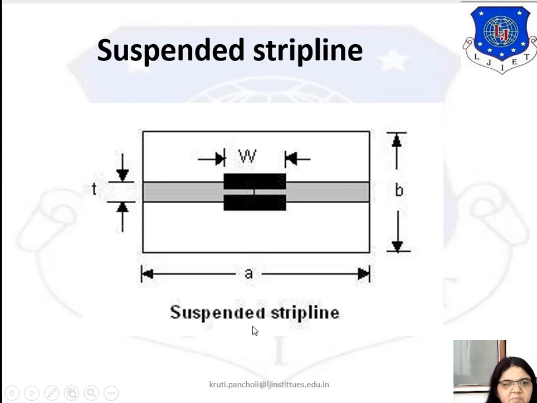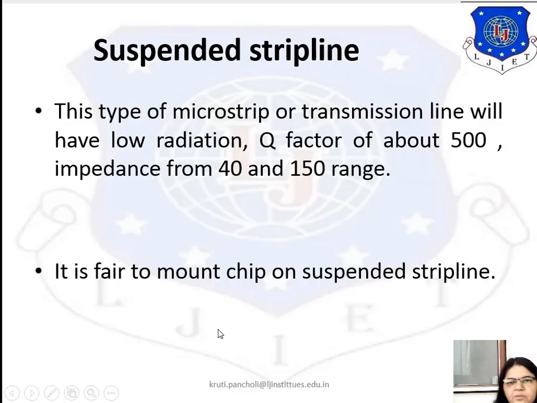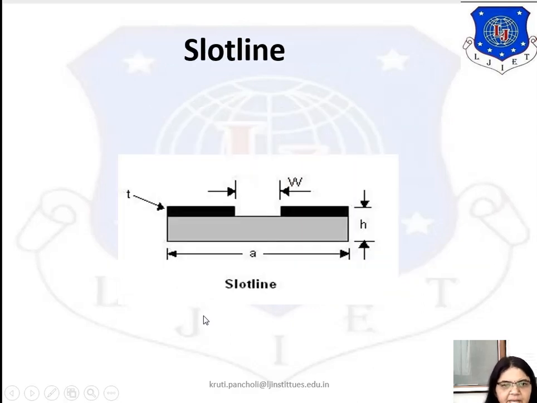It is the suspended strip line. So in the suspended strip line, you can see the dielectric substrate, and on that the conducting strips are mounted, and the width is W. This type of transmission line has low radiation, Q factor about 500, and impedance in the 40 to 150 range. It is fair to mount a chip on the suspended strip line.